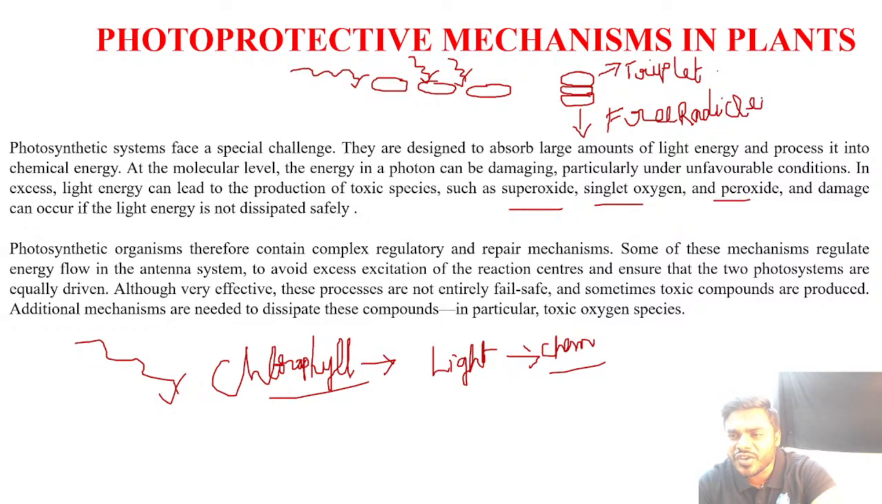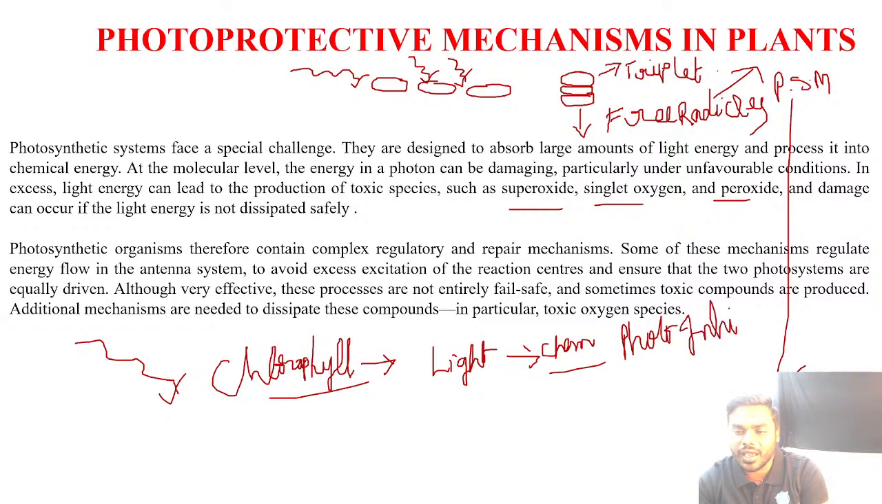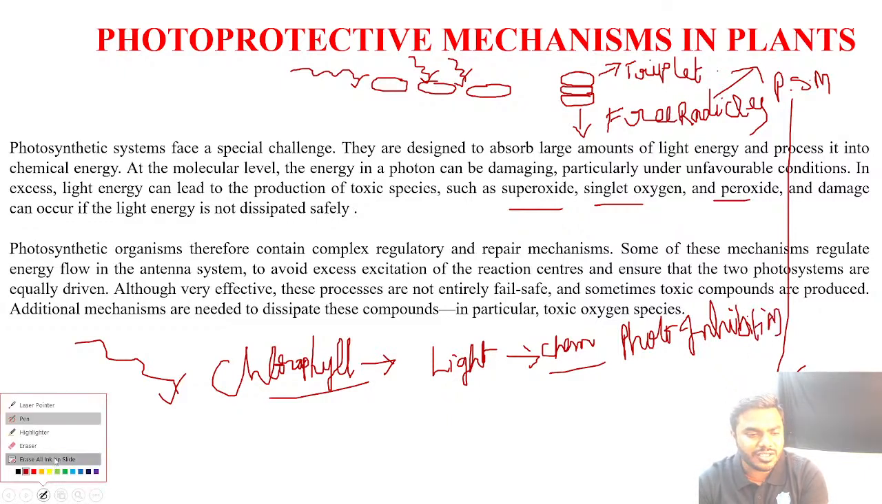What will these free radicals do? All of you listen. All these free radicals will inhibit the entire photosynthetic machinery, which means they will destroy all the photosystems, and destroy all the electron acceptors present on the thylakoid membrane. That process only, my friends, we will be calling photoinhibition. For all of you, I am saying the concept once again.